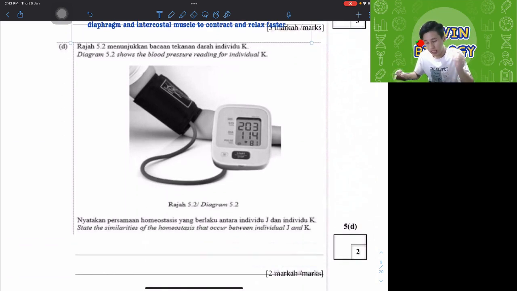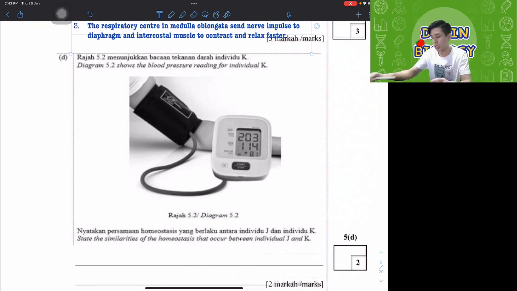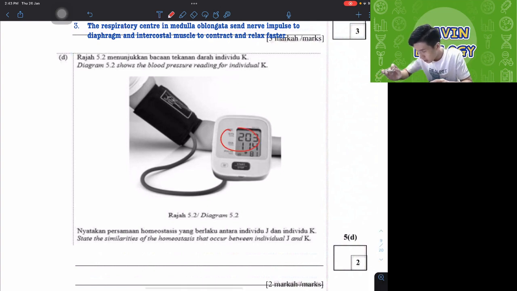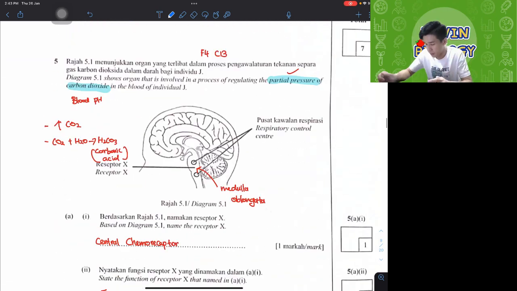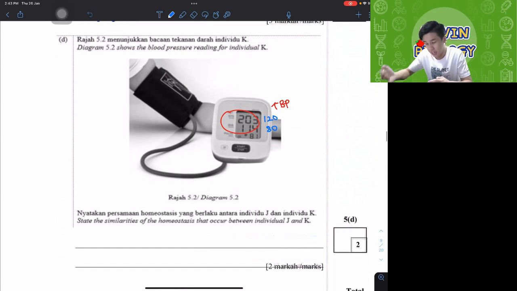Next, state the similarities of homeostasis that occur between individual J and K. Okay. What's this thing they're trying to show here? Systolic diastolic pressure. Alright, this will have high blood pressure right now, you can see. Because the normal blood pressure is 120/80. So this obviously have this person blood pressure high. So that's individual K. So J just now was this guy, high carbon dioxide level.